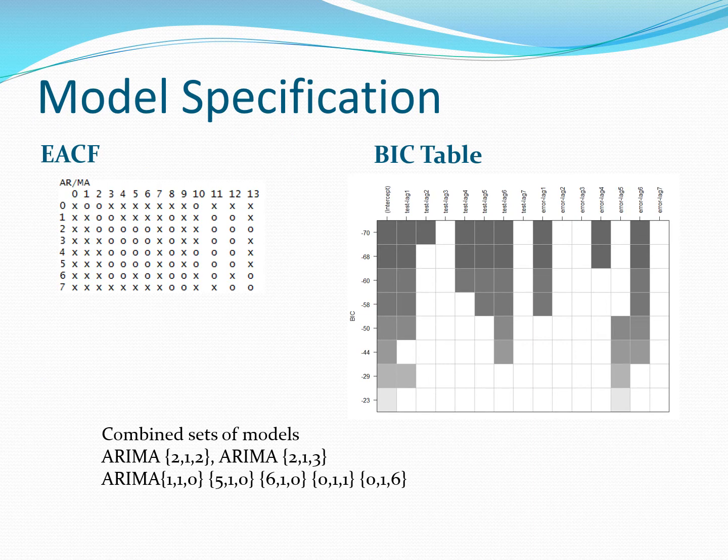Moving on to specifying a model, we have plotted the EACF and BIC table to identify orders of P and Q. The EACF table shows some fuzziness, and we have identified a combined set of models, namely ARIMA 212, 213, 110, 510, 610, 011, and 016.